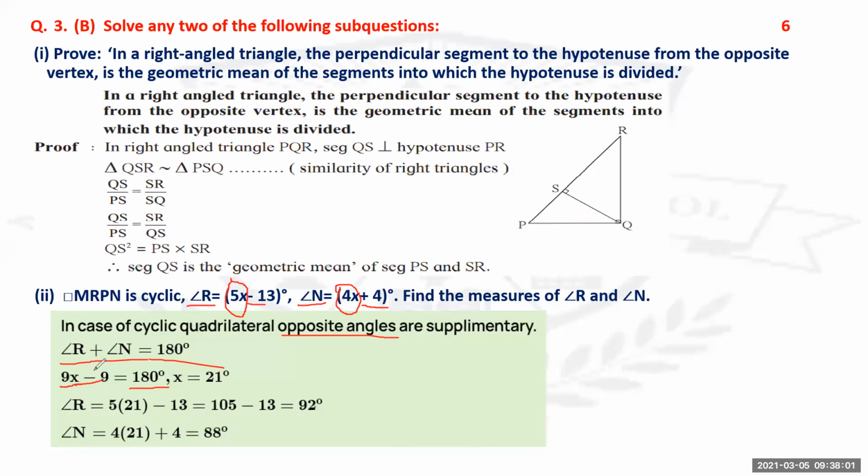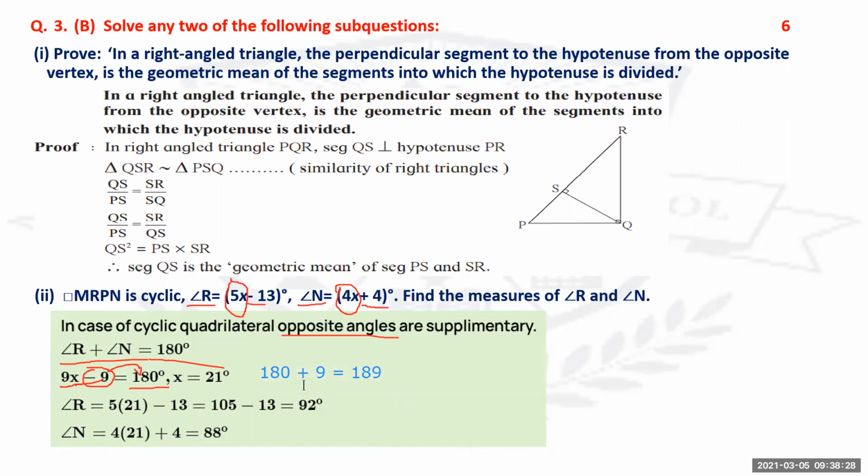Now minus 9 will come to the other side. So that becomes 180 plus 9 you will get. It is equal to 189. Now why did I write there plus 9?